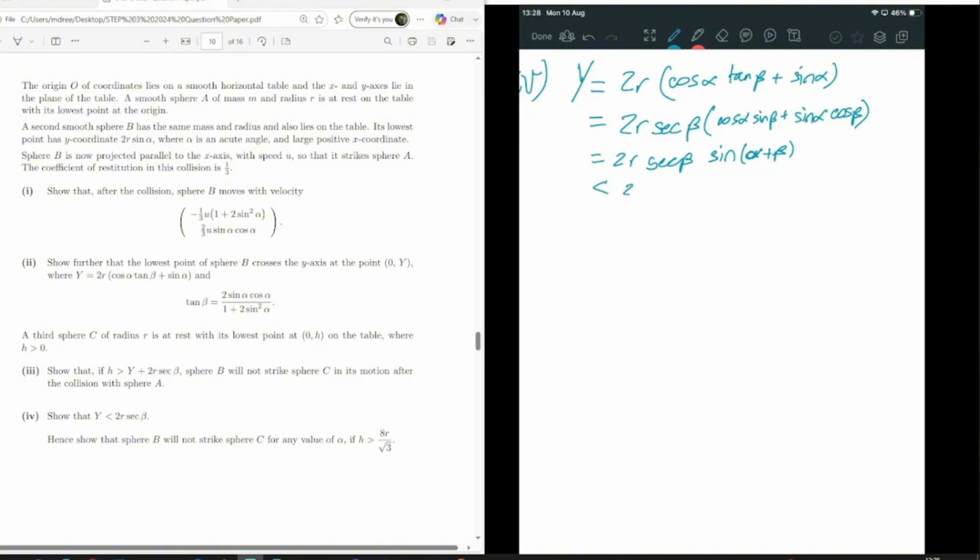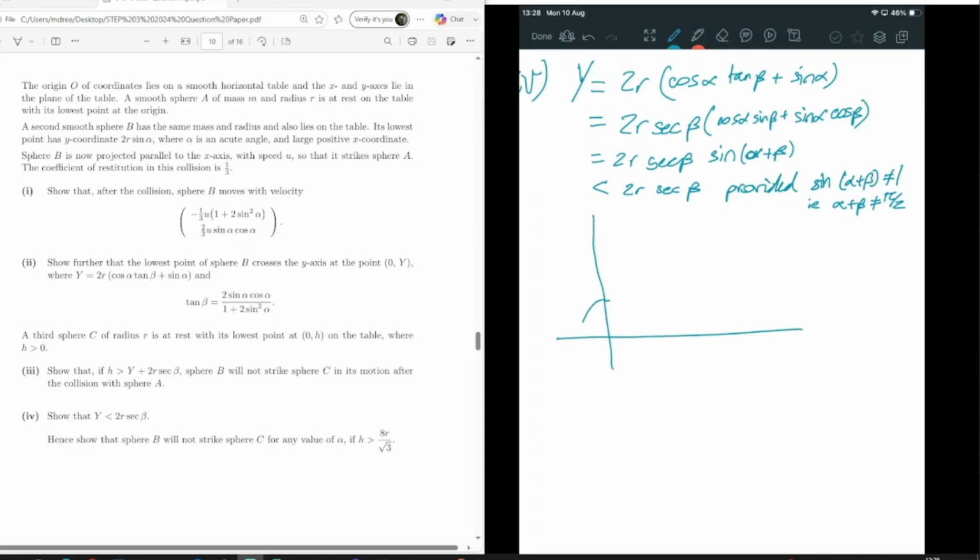So this is strictly less than 2r sec beta, provided that sine of alpha plus beta is not 1, i.e. alpha plus beta is not pi by 2. So we need to justify, because otherwise this is just a less than or equal to. We need to justify why this alpha angle and this beta angle cannot add to pi by 2. And there are probably multiple ways of doing this.